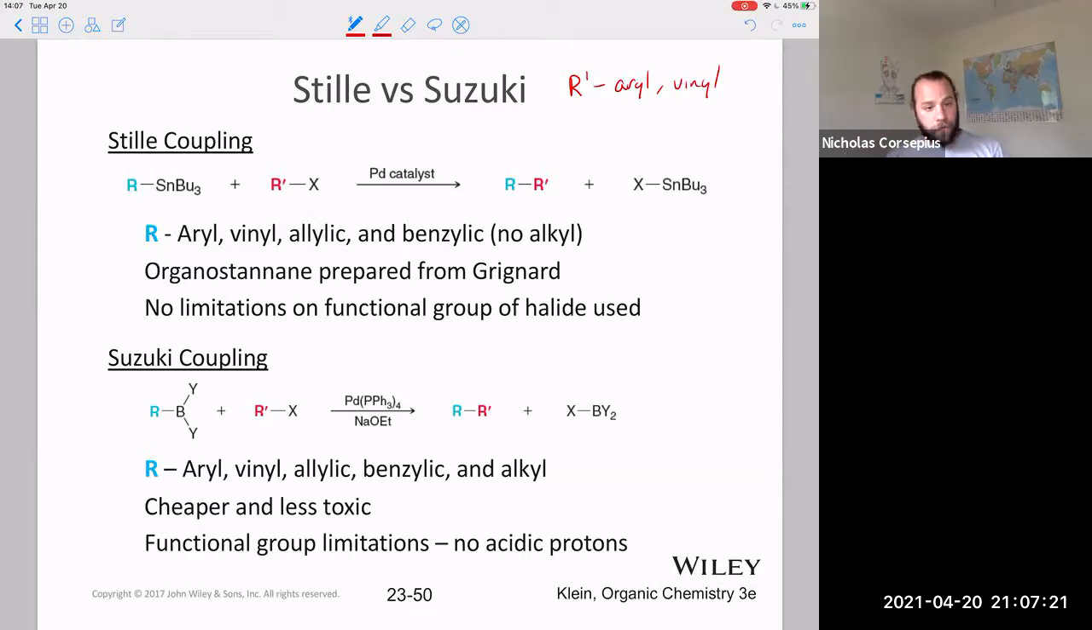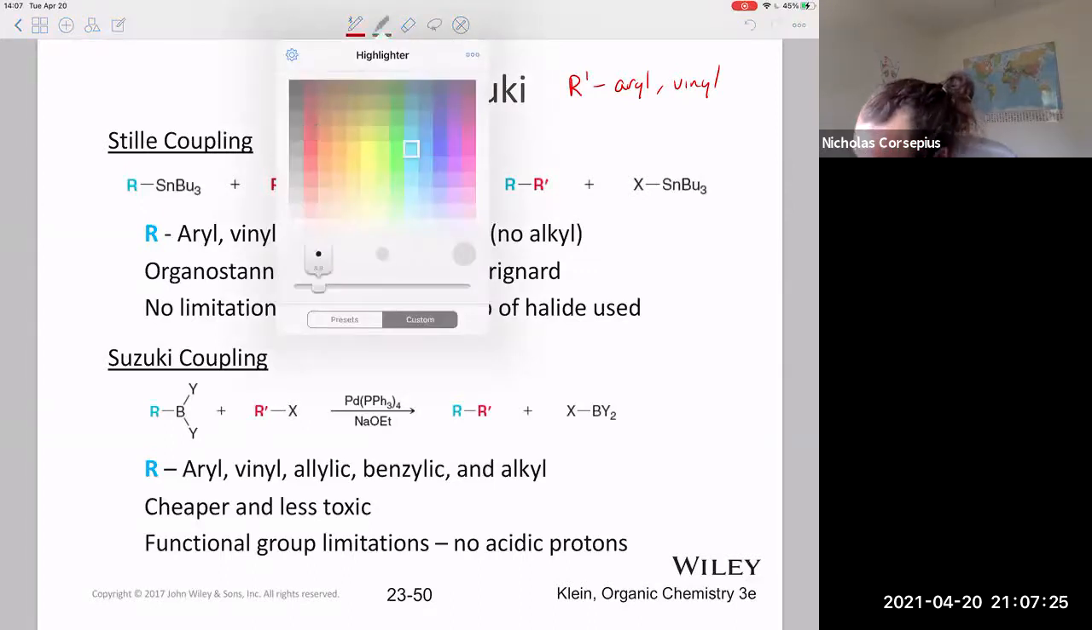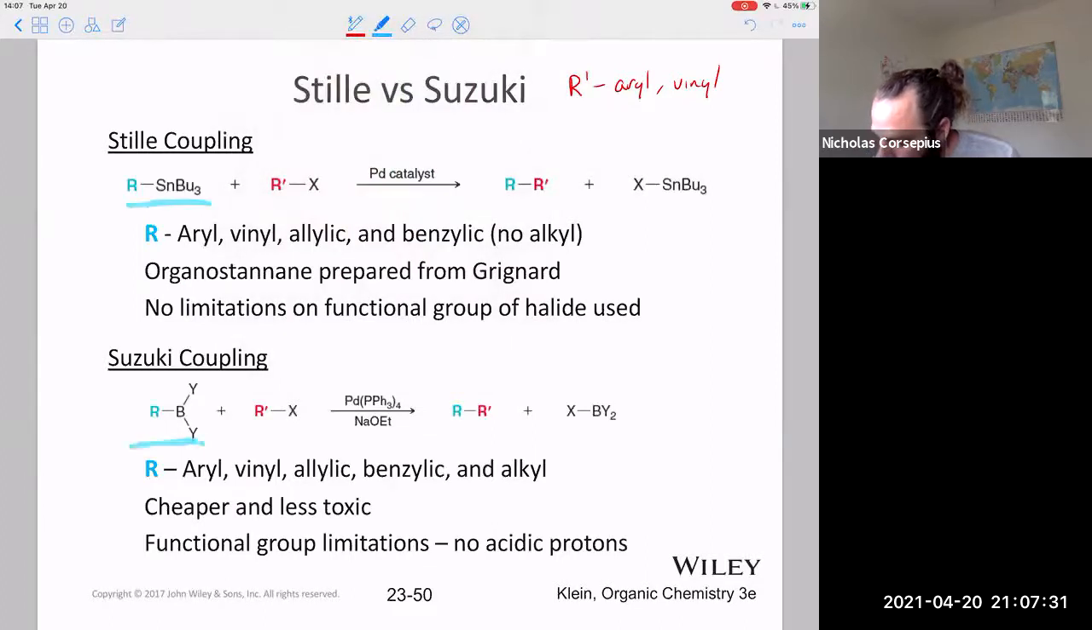So this slide is really a summary of the differences here. One of the big ones being the limitations of your organometallic compound. In the Stille, you use tin, and you can only have aryl, vinyl, allylic, or benzylic R groups, no alkyl groups. Whereas for Suzuki coupling, when you're using boron, you can have aryl, vinyl, allylic, benzylic, or alkyl groups. The organostannanes are prepared from Grignards, so there are limitations on what other functional groups can be on the organostannane, since it has to be compatible with a Grignard.